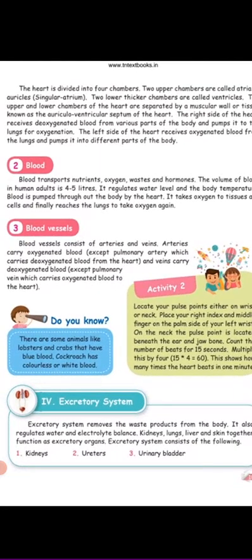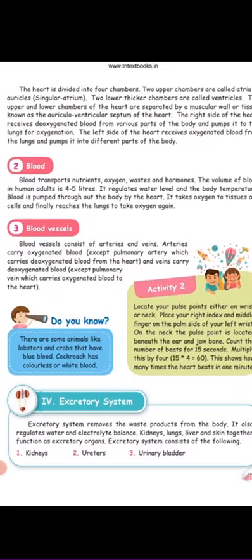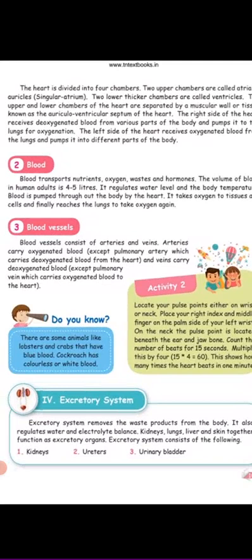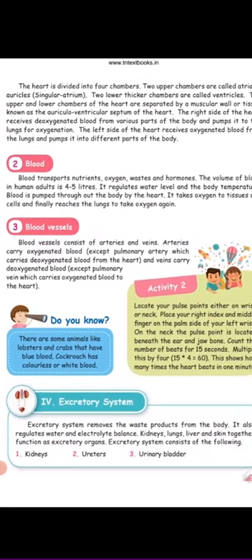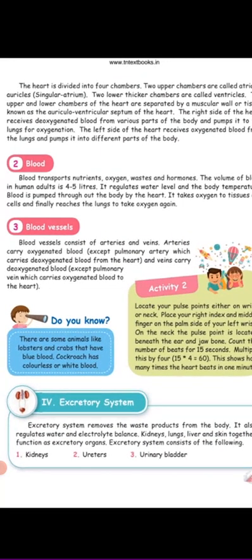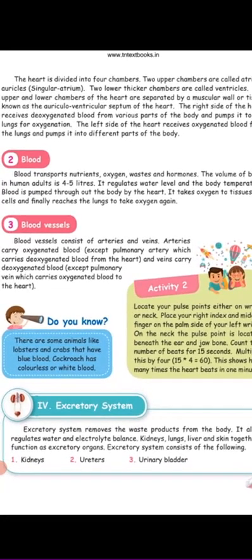So the right side of the heart receives deoxygenated blood from various parts of the body and pumps it to the lungs for oxygenation. So what is the right side of the heart doing? It is receiving the deoxygenated blood, then pumping it into the lungs for oxygenation to get pure blood. So what will the left side of the heart be doing? It will be receiving the oxygenated blood from the lungs, and it will be giving it to all parts of the body. Clear?